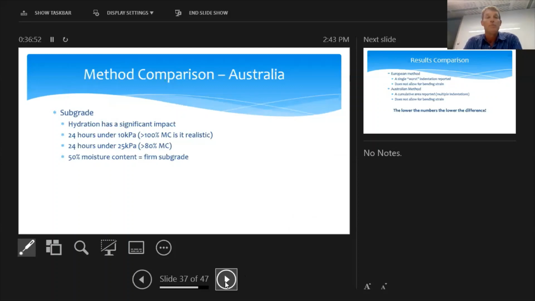The other one that we've been looking at is GCLs, and we've been testing with different hydration levels of the GCL. So hydrating the GCL under 10 kPa for 24 hours gives you moisture contents of greater than 100%. Essentially, it turns the clay inside the GCL into a toothpaste. It's literally the feel of toothpaste, and when you load it up, it squeezes all the clay out of the edges of the GCL.